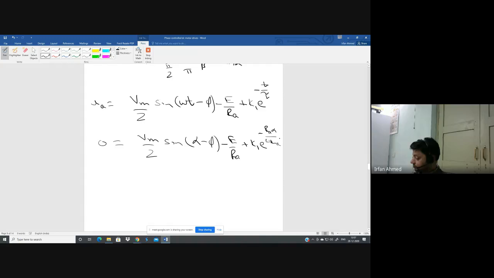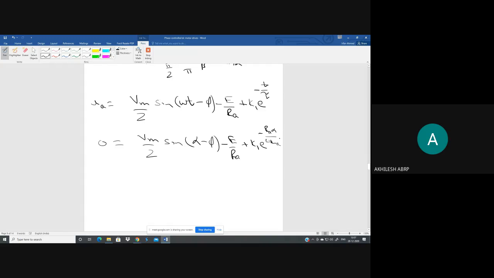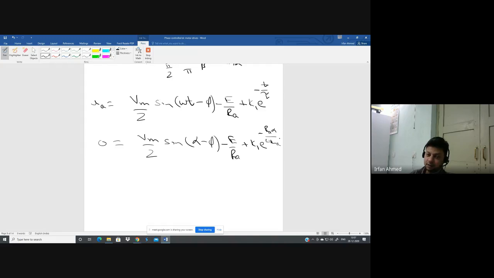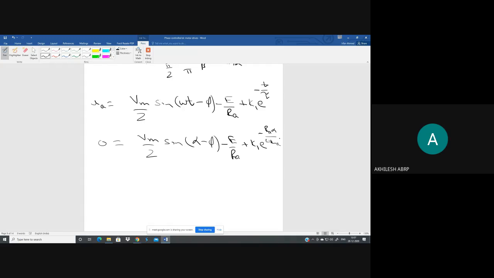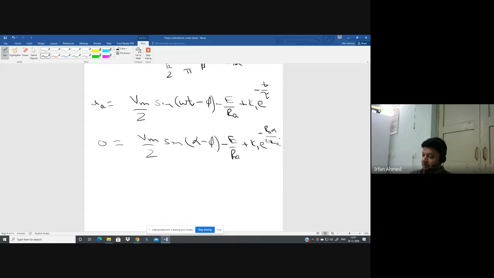T is equal to alpha by omega and tau is equal to La by Ra. So by using this equation, you can find the value of K1. And then substitute that value back in this equation. And then there are no unknowns in this equation.